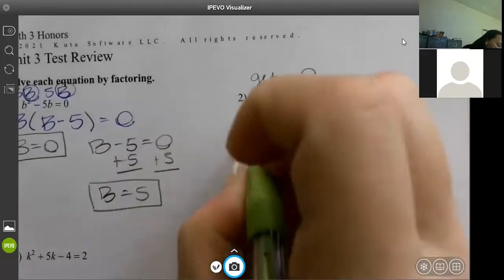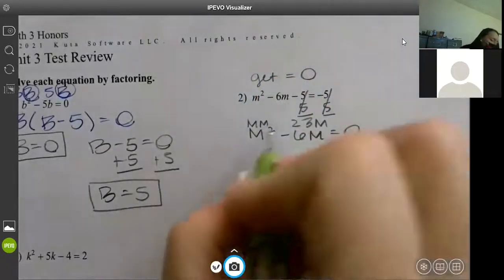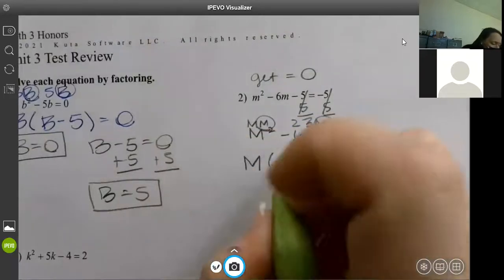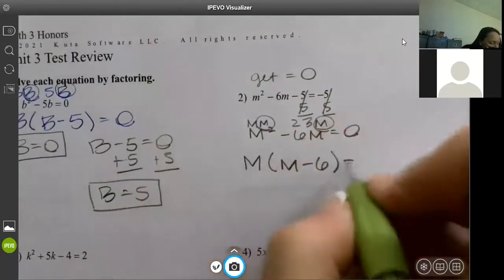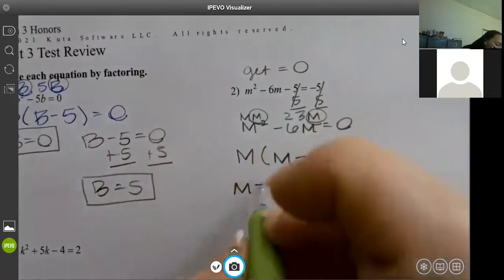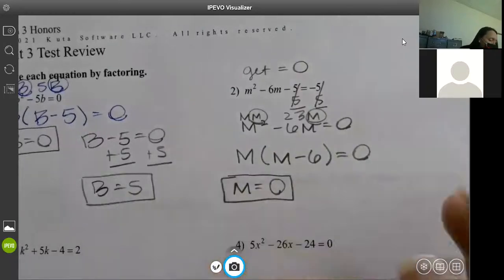So we have M, 6 is 2, 3, and M. So the only thing they have in common is an M, which leaves M minus 6. Anytime you pull out a letter or a variable, it's going to be equal to 0. You're done with that one.